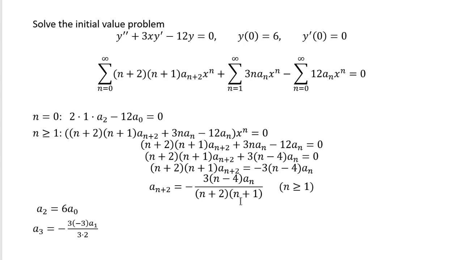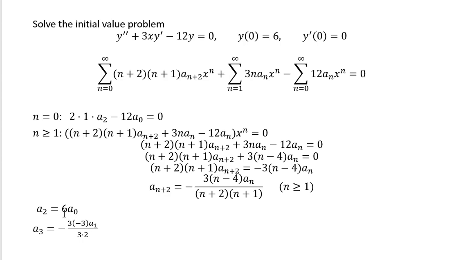So this is what you write. Okay, now you can actually start out by solving individually. The first one is 2a2 is equal to 12a0, and dividing by 2, you get a2 equals 6 times a0. And then starting from n equals 1, you can plug it into this equation to get the value. So for example, when you plug in 1, a3 is negative 3 times (1 minus 4), which is negative 3, over (1 plus 2) times (1 plus 1), which is 3 times 2, times a1. So that's what you get.